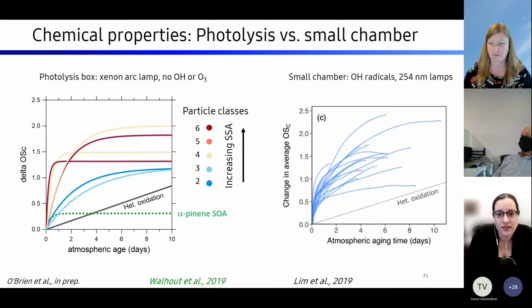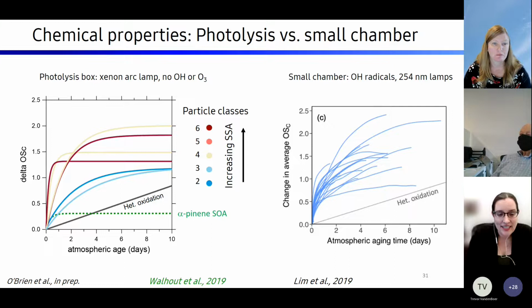And we can actually make a comparison to the same types of fires. So this is work that Chris Lim carried out during the FireX 2016 campaign. This is looking at the smoke going into a small chamber, and then he was doing OH radical oxidation for the smoke mixture. And the amount of oxygen that they saw, the increase in the carbon oxidation state, is more than what we are seeing, but it's comparable to the amount of oxygen that we are seeing increase. And I'll remind you, for our photolysis box, we just have a xenon arc lamp. There's no OH radicals or ozone in the system. So we're seeing photooxygenation that is fairly comparable to what we can see for heterogeneous oxidation.